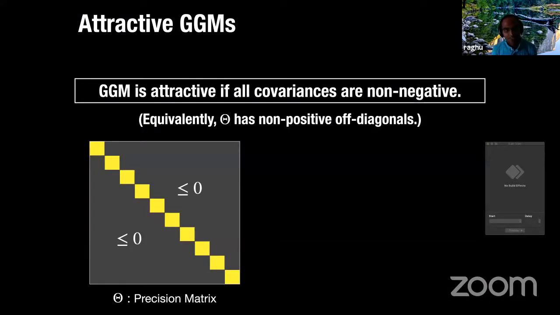So the first class of models that we'll look at are attractive GGMs, or antiferromagnetic GGMs. I keep getting confused between ferromagnetic and antiferromagnetic. A model or a distribution, a Gaussian distribution for us, is attractive if all covariances are non-negative. Equivalently, if you look at the precision matrix, you want all the off diagonals of the precision matrix to be non-positive. This is the opposite of what Ankur talked about, where the interaction coefficients had to be positive. Here, you're assuming that the interaction coefficients are actually negative.